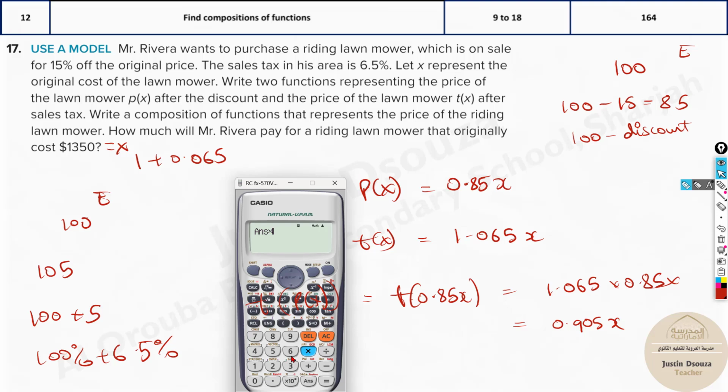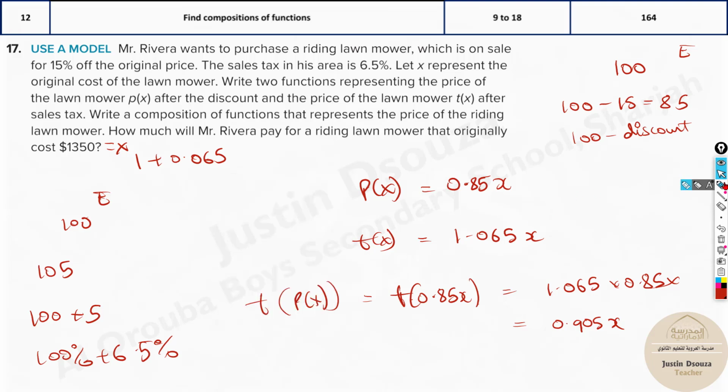What was the x value they have given? The original 1350, and now the answer is $1,222. So your lawnmower for this price with the discount and after tax will be 1,222 point something dollars. So this would be the final answer.